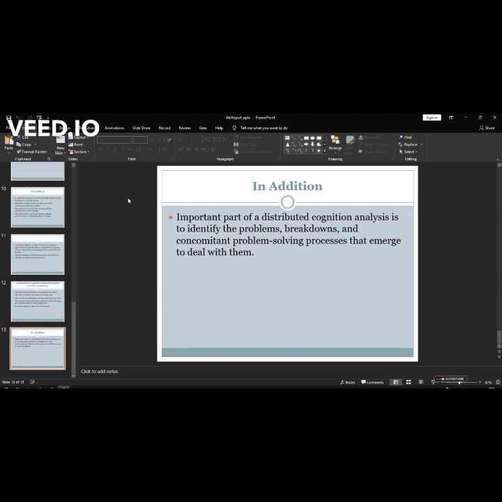In addition, an important part of a distributed cognition analysis is to identify the problems, breakdowns, and concomitant problem-solving processes that emerge to deal with them.